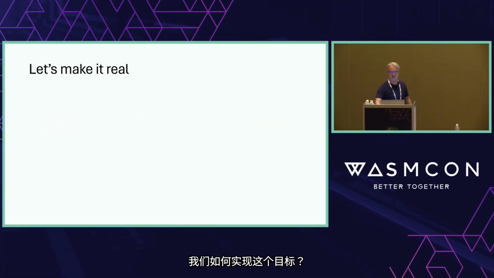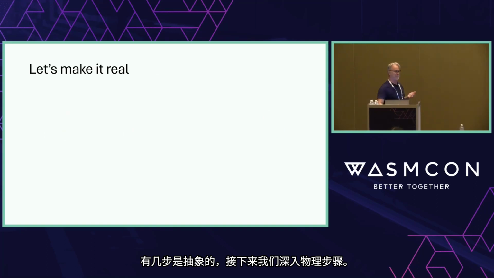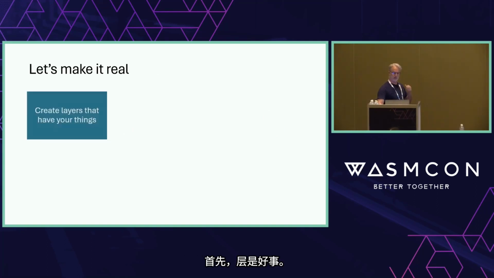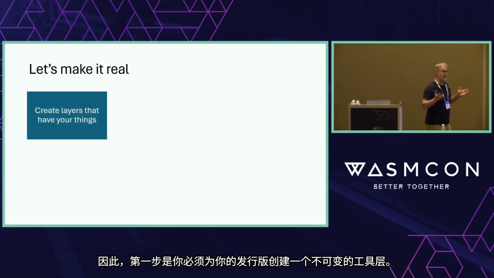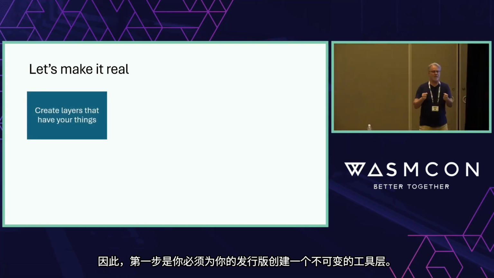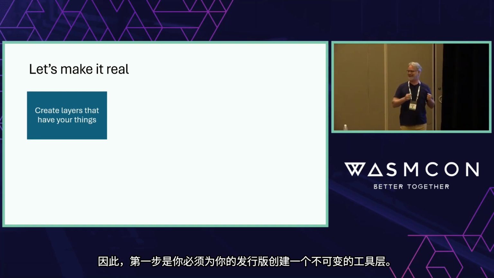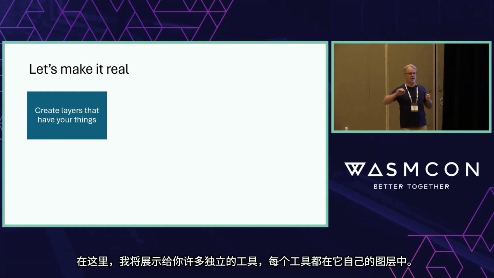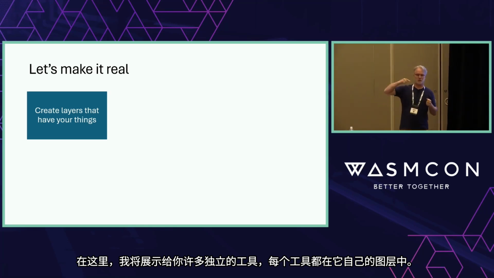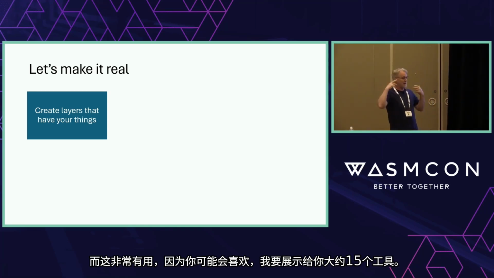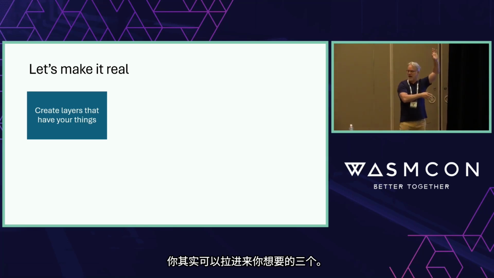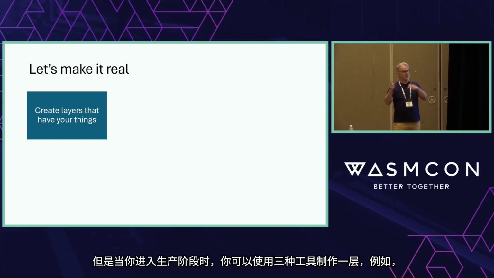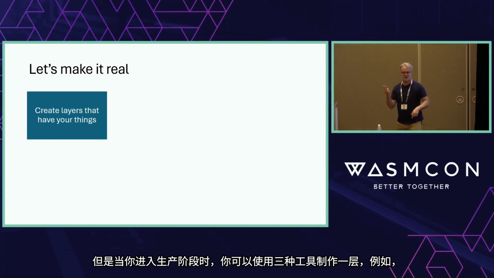So how do we make this real, right? There's a couple of abstract steps, and we'll dig into the physical steps. First of all, layers are good things, and so the first step is you've got to create a layer for the tool you want to be in your distro immutably. And that layer can be one tool, and here I'm going to show you lots of individual tools, each one in its own layer. And that's very useful because, I'm going to show you like 15 tools, you can actually pull in the 3 you want. So that's why they're broken up. But when you get to production, you can make a layer with the 3 tools you're using, for example, if you wish to.